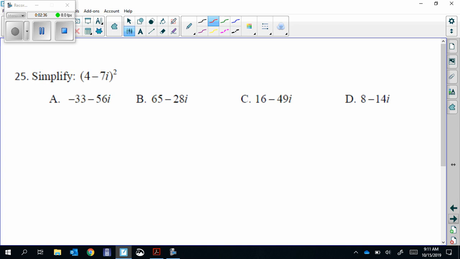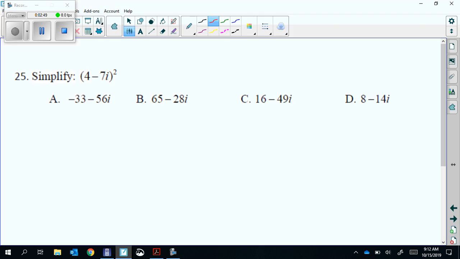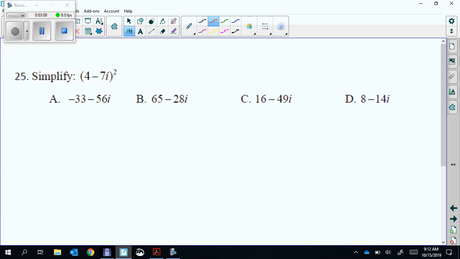Number 25 here, you can just do this with a calculator. You can type it in if that's an option. So 4 minus 7i and the whole thing is squared. The calculator tells us negative 33 minus 56i. So that's obviously the right answer.